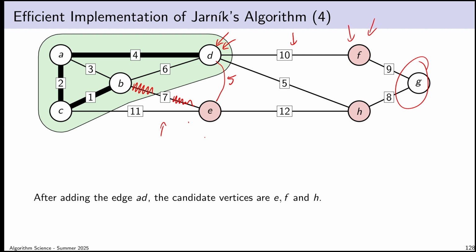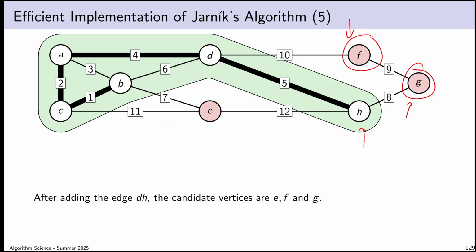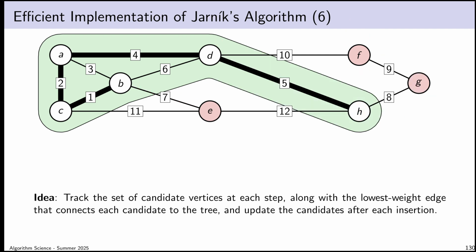So the mechanics of these candidates and how they interact with the tree are actually quite predictable, and it's something we can change methodically as we go through the graph. We do not need to do linear search over all vertices to figure this out. We can just save that information between steps. So I want to track the set of candidates at each step along with the lowest weight edge that connects each candidate to the tree.